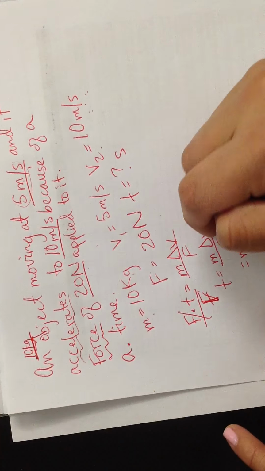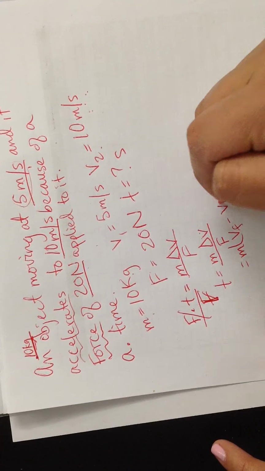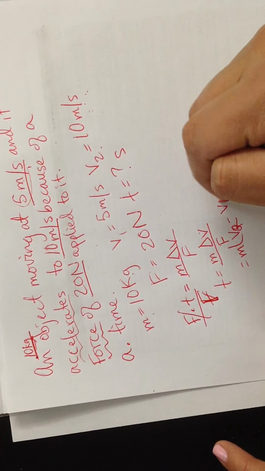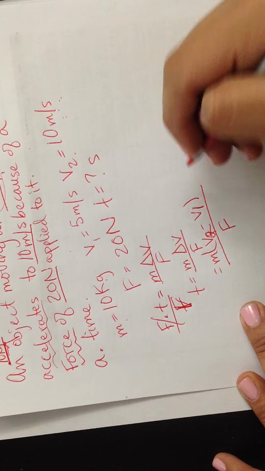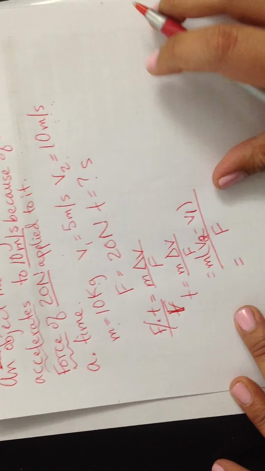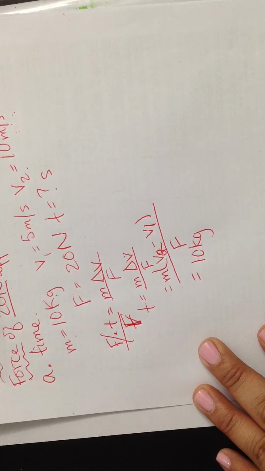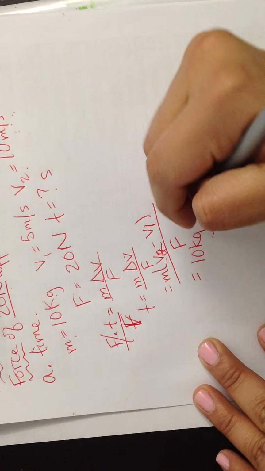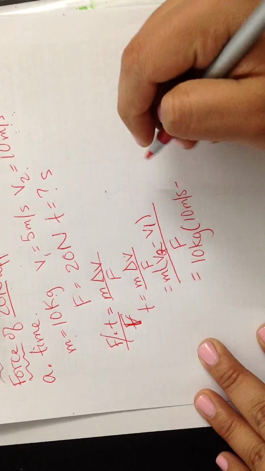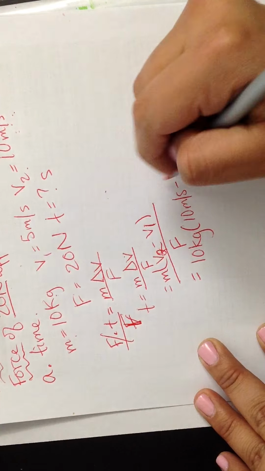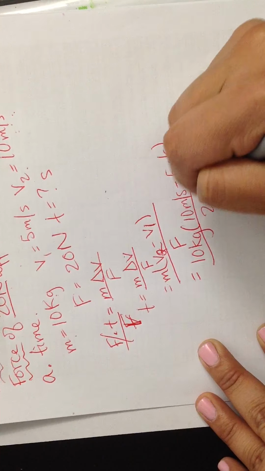So my mass times my change in velocity, which is V final minus V initial, or you can also write V2 minus V1, which are the same thing, over the force. Now all you have to do is plug them in, and so you have 10 kilogram times V2, which is 10 meters per second, minus 5 meters per second, over my force, which is 20 newtons.